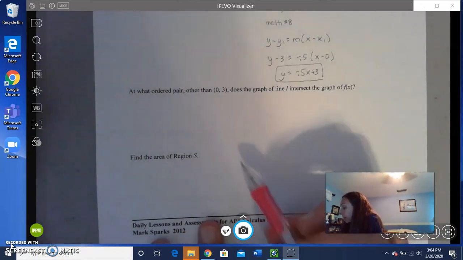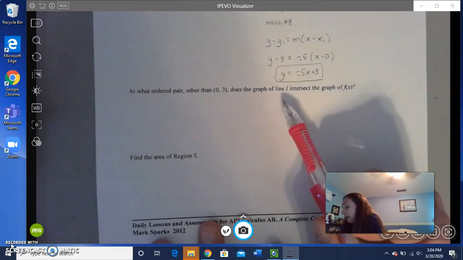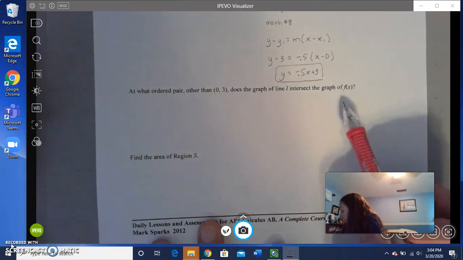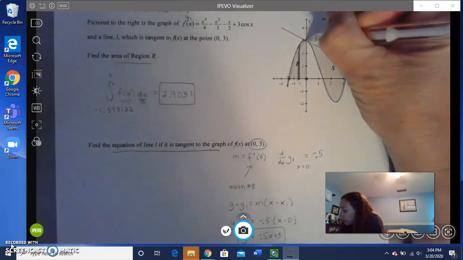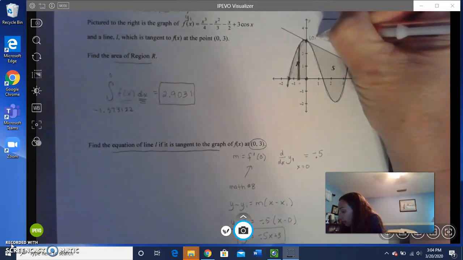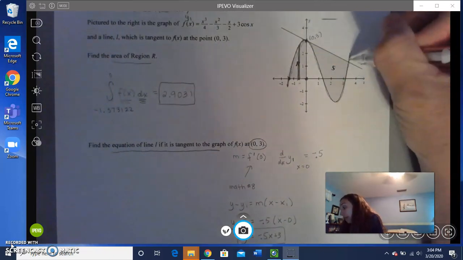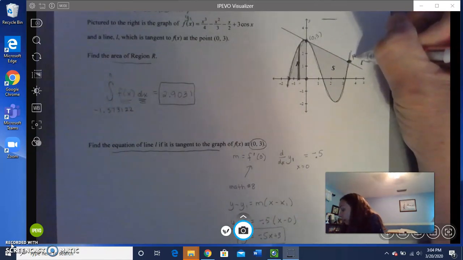Okay, at what ordered pair other than 0, 3 does the line L intersect with the graph of f of x? So in other words, they're asking, back up to our picture, this is the point 0, 3. What other point does the line and the graph intersect? So we're looking for this point right here. Maybe I call that point B.